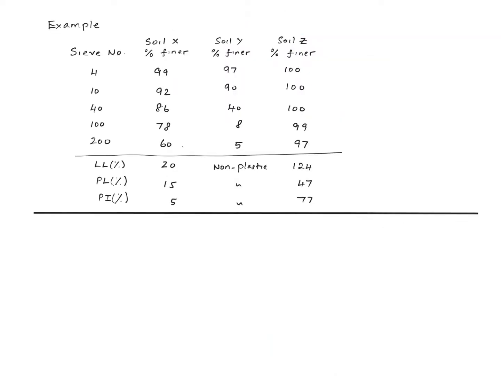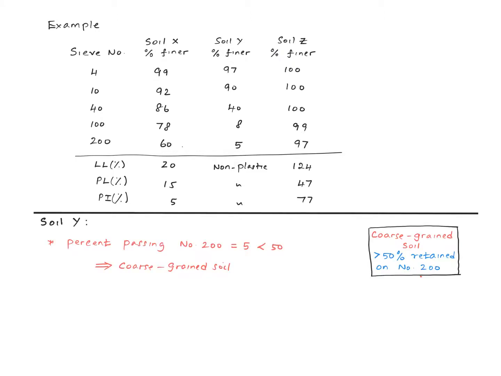Here's the example that I want to do here. There are three different soils: soil X, soil Y, and soil Z. For each, we have the results of sieve analysis and values for the liquid limit and the plastic limit. Of course, the plasticity index is the difference between the liquid limit and plastic limit. We want to classify each of the three soils by the USCS system. Let's start with soil Y.